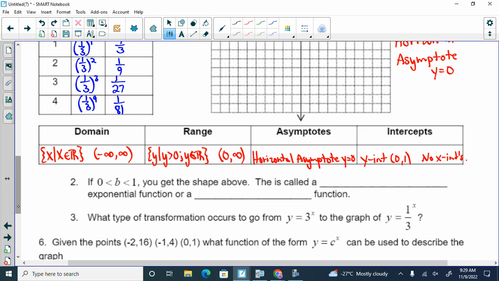So 0 is less than b is less than 1. Do you see how it stops at 0? We can't go below 0. 0 is 0%. That means you have nothing left. You can't make yourself have less than nothing left. Like, you can't take away more.